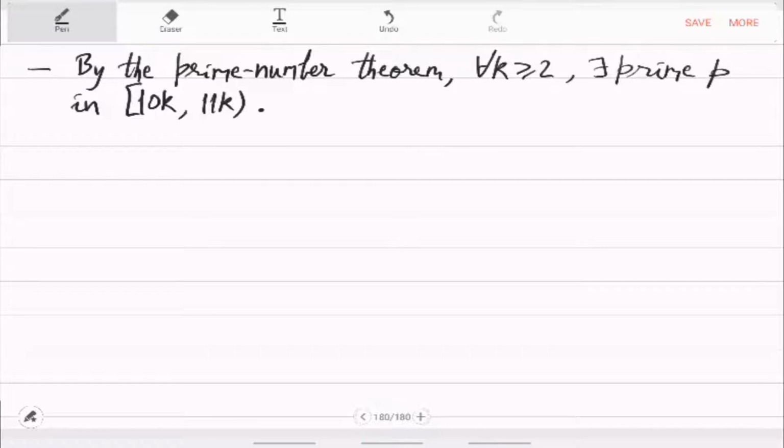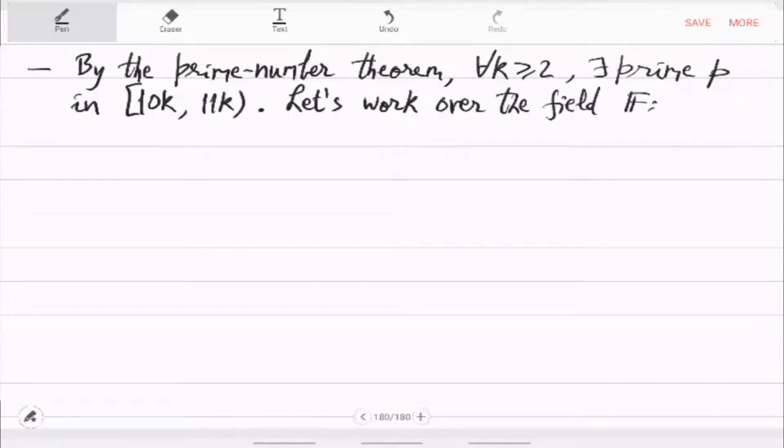So let's work over this prime field, integers mod p. So this is kind of setting your m. Your m is around 10k, and I'll think of k as n. So the field is 10 times n. Now let us go through the concatenated code analysis or parameters specific to this prime.